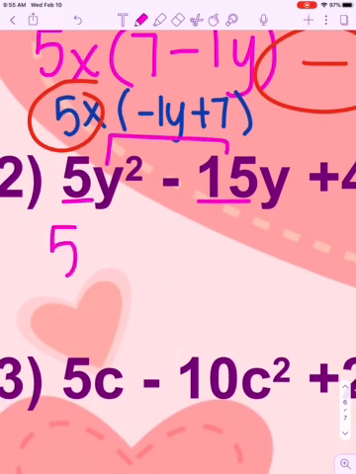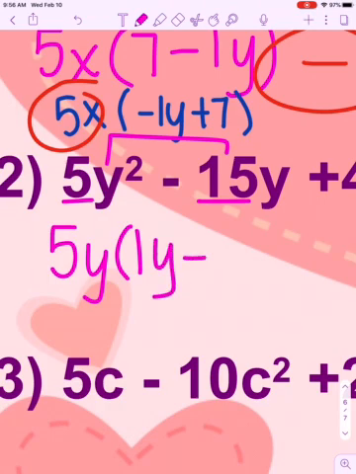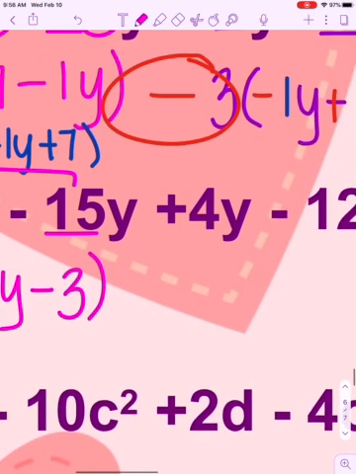5 and 15. Biggest thing that divides 5 and 15 is 5. My first term has 2 y's, but my second term only has 1, so I'm able to take a single y out. 5 divided by 5 is 1. I used to have 2 y's, but I took one of them out, so now I have 1 left. Minus 15 divided by 5 is 3. I used to have a y, but I took it out, so no more y's.